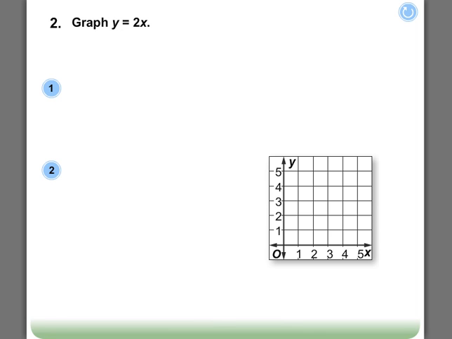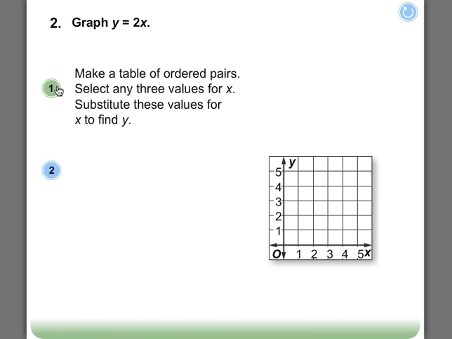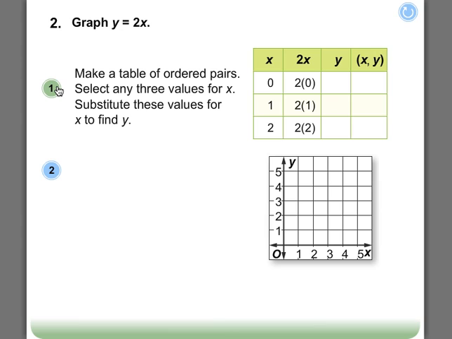Okay, so now we need to graph this. y equals 2x. So you're going to make a table of ordered pairs. You select any three values for x that you want and substitute those values for x to find y. Okay? I know that's kind of confusing. Don't let it throw you off too much. Just follow through the sample and walk yourself through it.